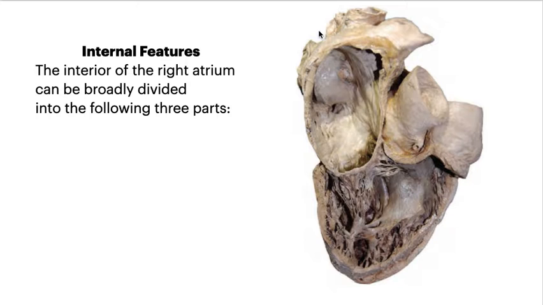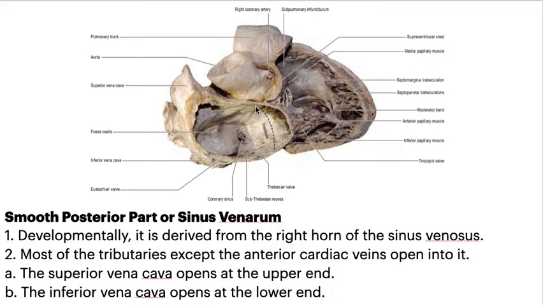The internal features of the right atrium: the interior of the right atrium can be divided into the following three parts, which in the next slide we'll see. Firstly, we have the smooth posterior part or the sinus venarum. Developmentally, it is derived from the right horn of the sinus venosus. Most of the tributaries, except the anterior cardiac veins, open into it. The superior vena cava opens at the upper end, and the inferior vena cava is opening at the lower end.